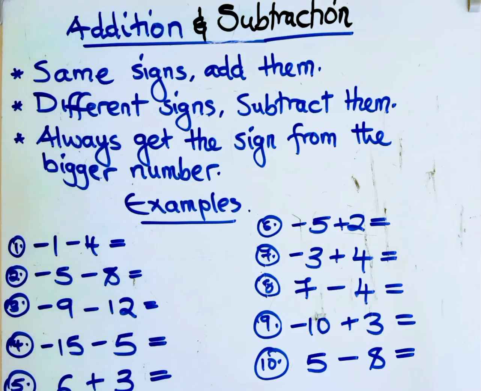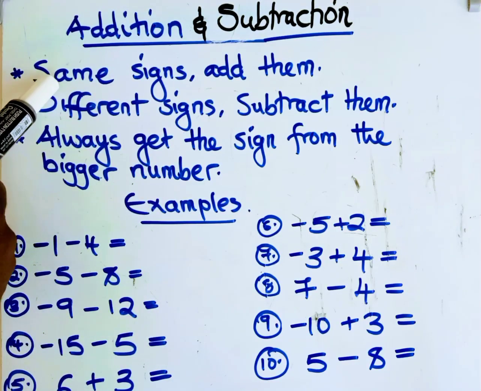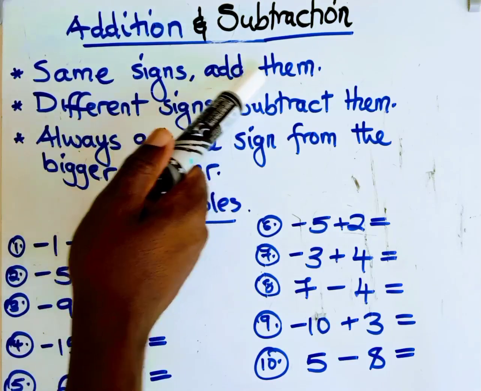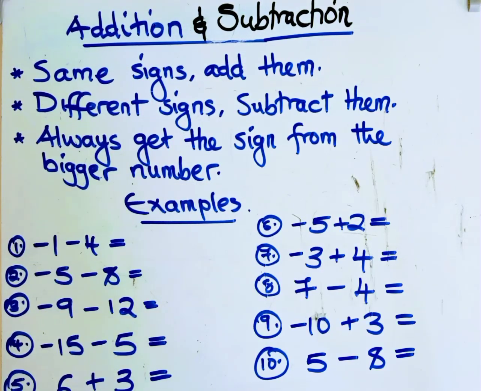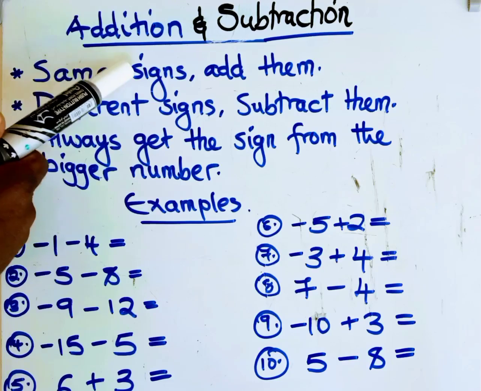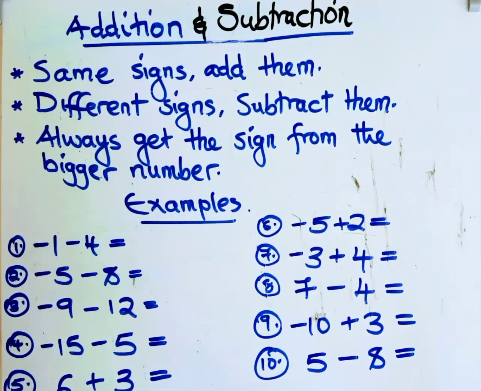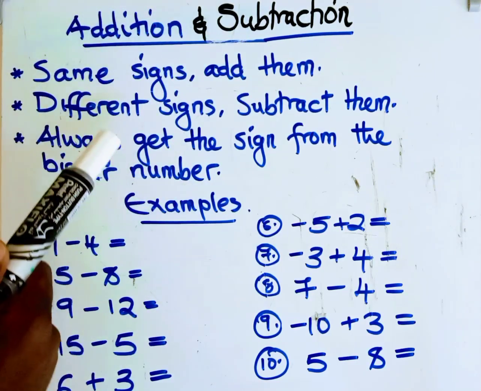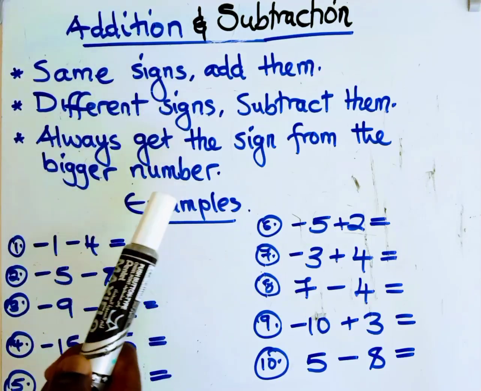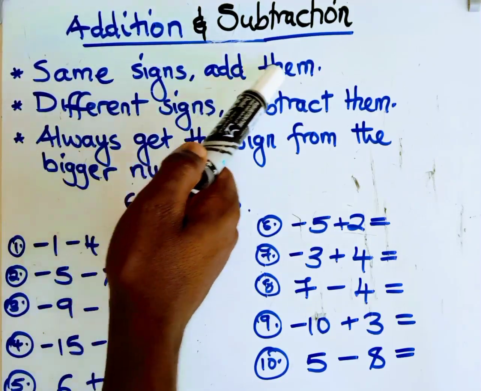Addition and subtraction rules. Okay, so let's go straight into it. Now, the first rule that you need to remember when you're dealing with mathematics is that when you're dealing with questions that have the same signs, you always add them. Okay, so rule number one is that same signs, you add them. That is under addition and subtraction. So if it's on addition and subtraction, same signs, you add them.